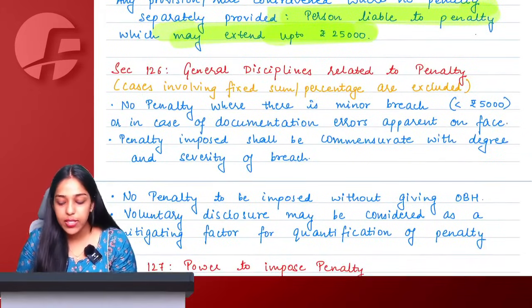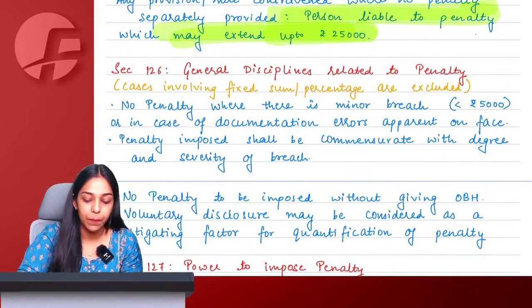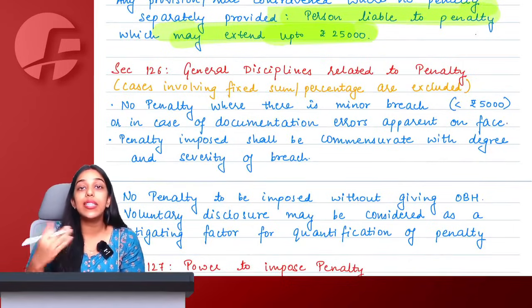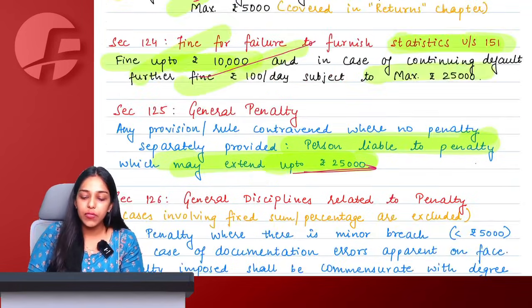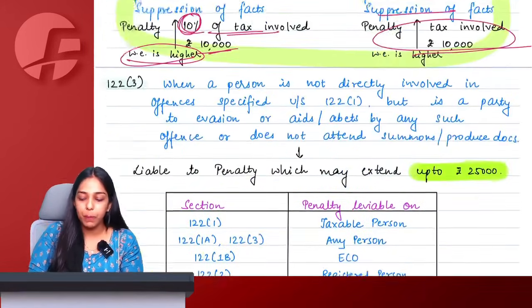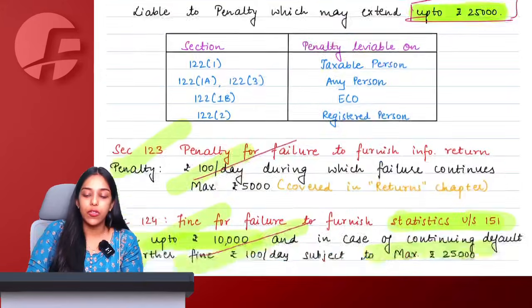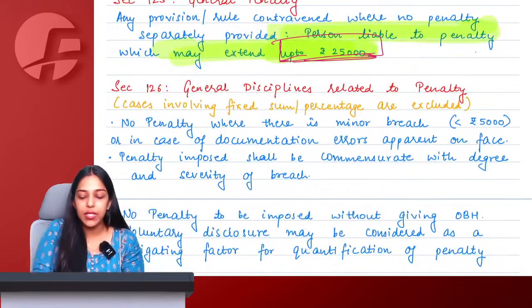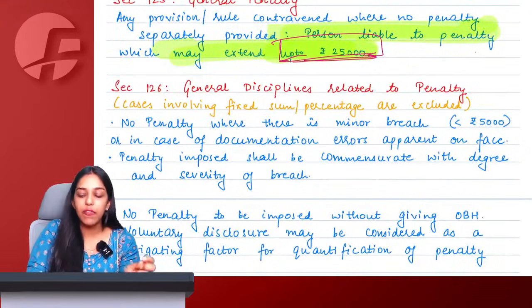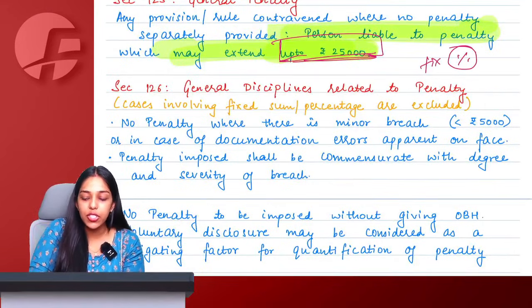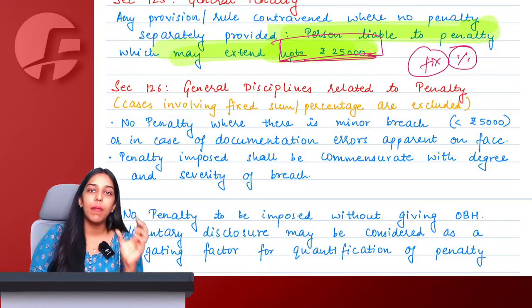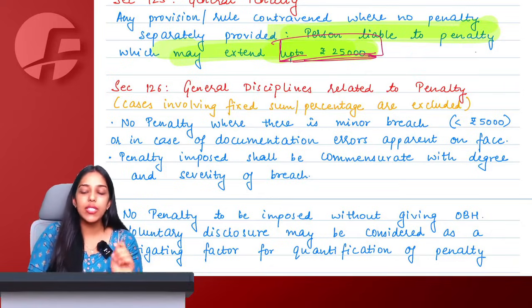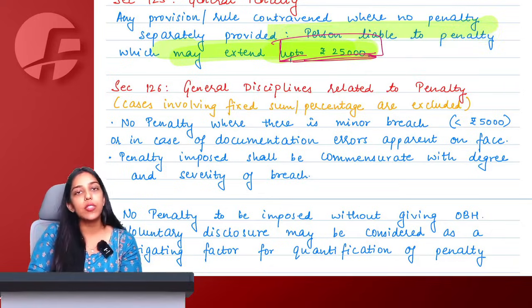Cases involving fixed sum or percentages are excluded. Now see, how to determine that, ma'am, what will be levied between 0 to 25? At a lot of places, we have studied the word up to, ma'am, up to. Here also it is said up to 25,000. See, if for any particular offence, there is a fixed penalty given, a fixed percentage given, that yes, 10% or 20% or 5,000 or 10,000, if some amount or percentage is given, then there is absolutely no problem only, that penalty is going to be levied.